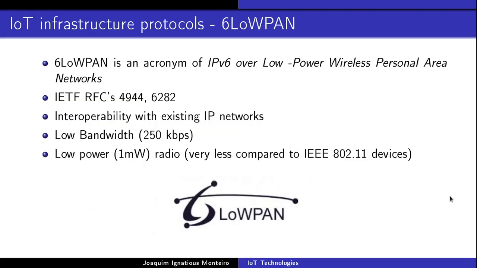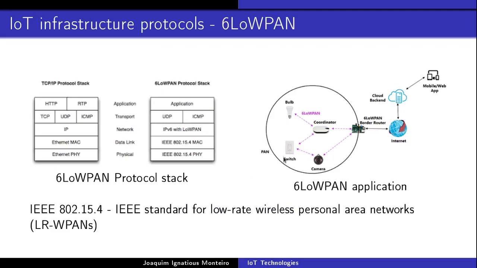That is Sigfox. Then 6LoWPAN is really IPv6 over low power wireless area networks. It has low bandwidth connections, 250 kilobits per second, but it consumes almost 1% of the power consumed by IEEE 802.11, that is your Wi-Fi devices. Very little power compared to Wi-Fi devices, right?